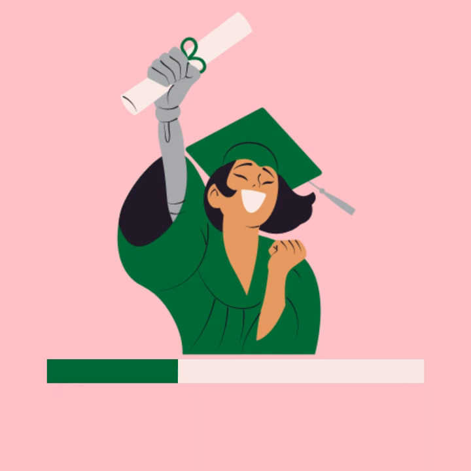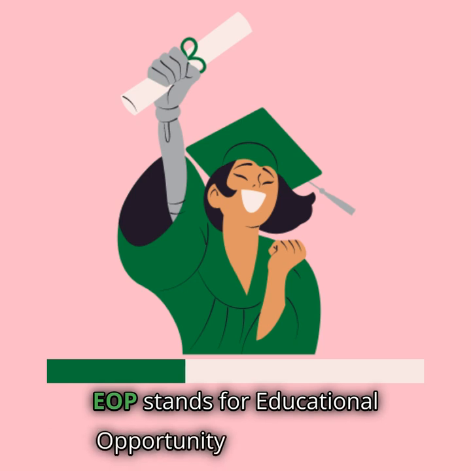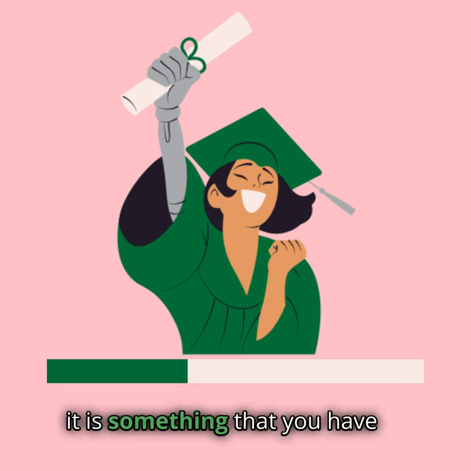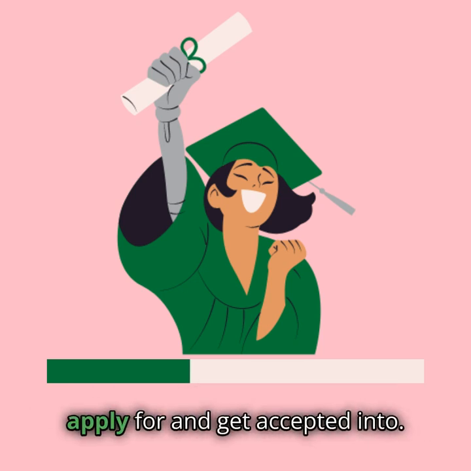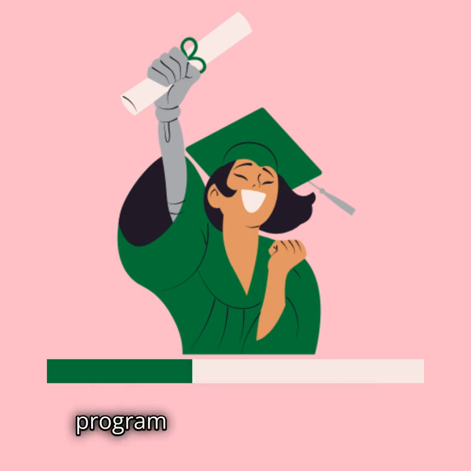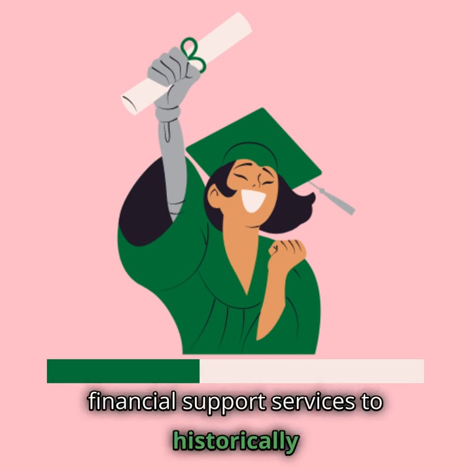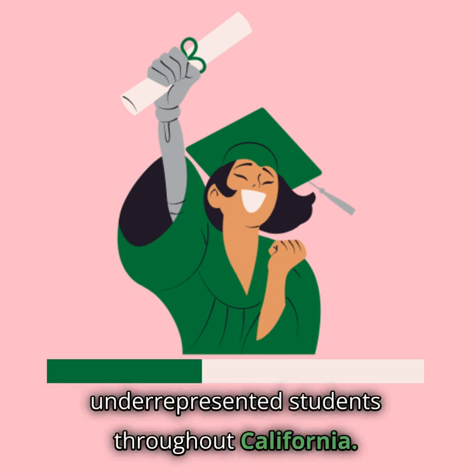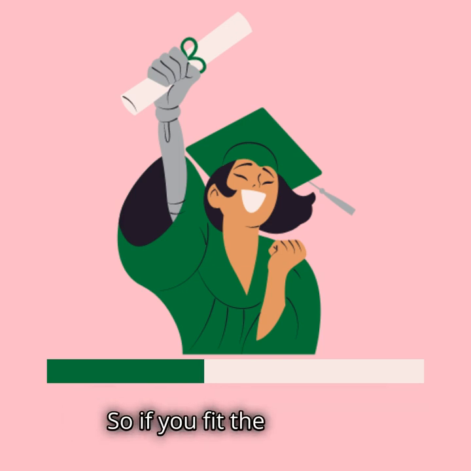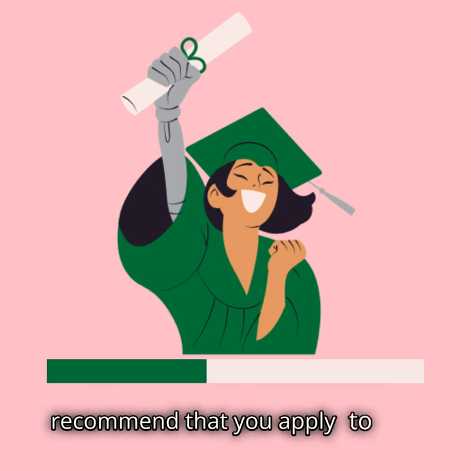If you don't know how to get access to your transcripts, I would recommend asking your counselor or career and college technician. The third section is only needed if you wish to apply to EOP. EOP stands for Educational Opportunity Program, and it is something that you have to apply for and get accepted into. From my knowledge, this assistance program is extremely helpful. It provides admission, academic, and financial support services to historically underrepresented students throughout California. So if you fit the criteria, I recommend that you apply to EOP.